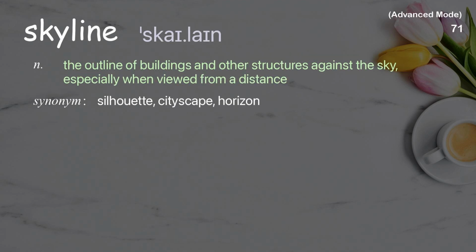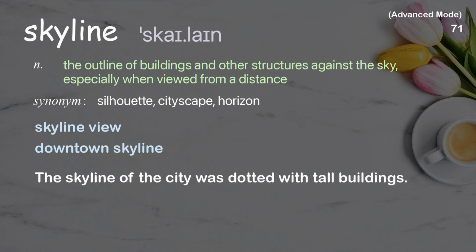Skyline. The outline of buildings and other structures against the sky, especially when viewed from a distance. Examples: Skyline view. Downtown skyline. The skyline of the city was dotted with tall buildings.